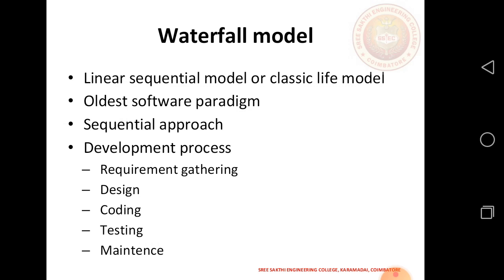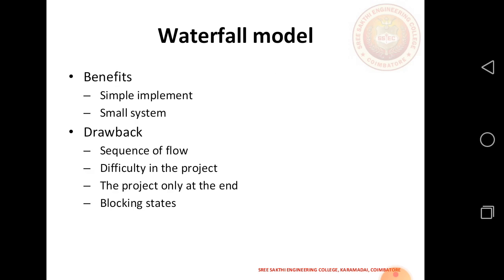Requirement gathering collects the information from the end user. Based on the requirements, you go for the design of the process. Based on the design, you construct the code. Testing is nothing but developing the process to uncover the errors of the process. Maintenance is the maintenance of your process. The benefit of this model is that it is the simplest model, and we use the waterfall model for smaller systems.